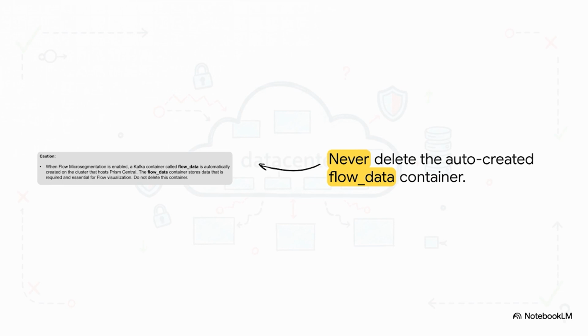Here's what happens. When Flow microsegmentation is enabled, a Kafka container named flow data is automatically created on the cluster hosting Prism Central. The trap is that an overzealous admin might see this container, not recognize the name, and delete it to free up some resources. If you delete that flow data container, you completely break flow visualization. Poof, gone. The exam might give you a troubleshooting scenario where visualization just mysteriously stopped working. Your first thought should always be, did someone accidentally delete that essential container?